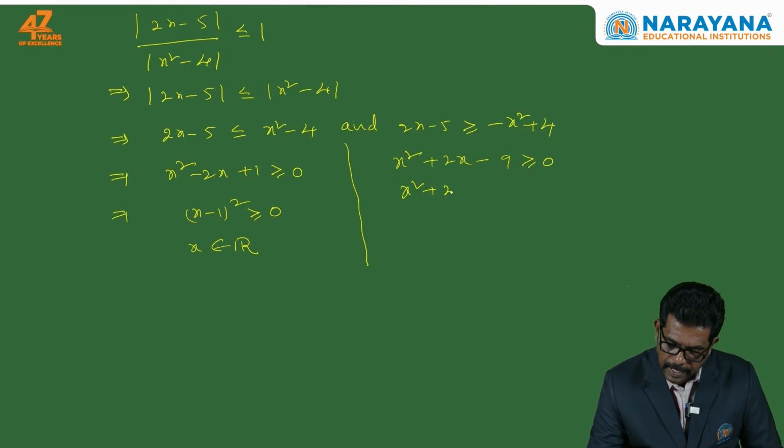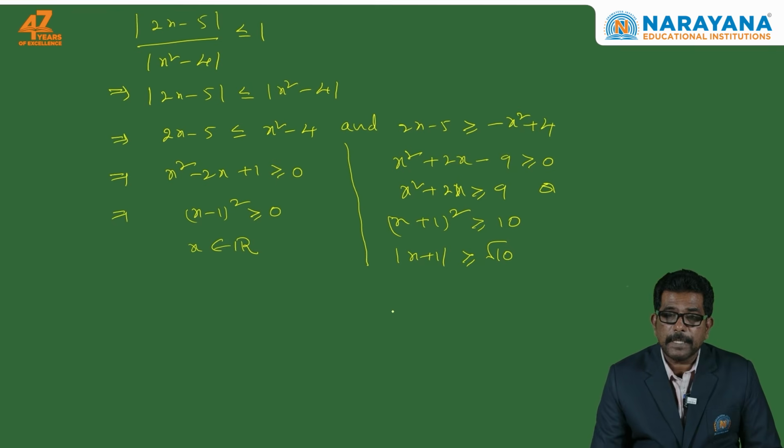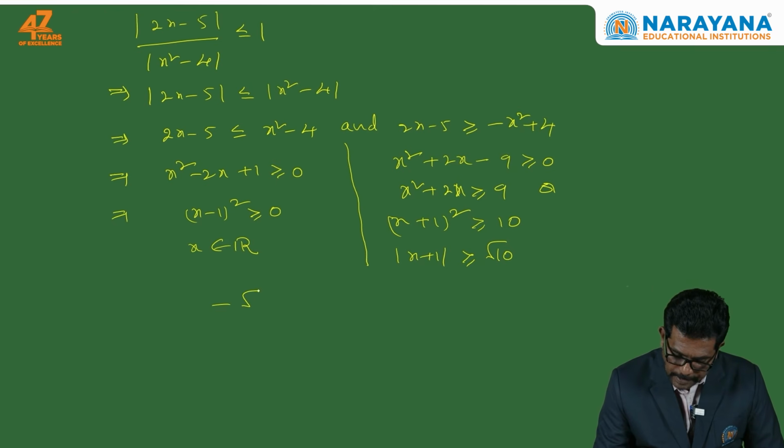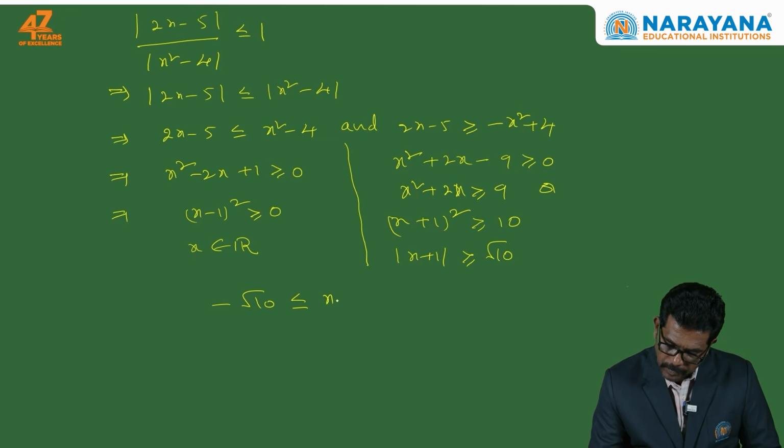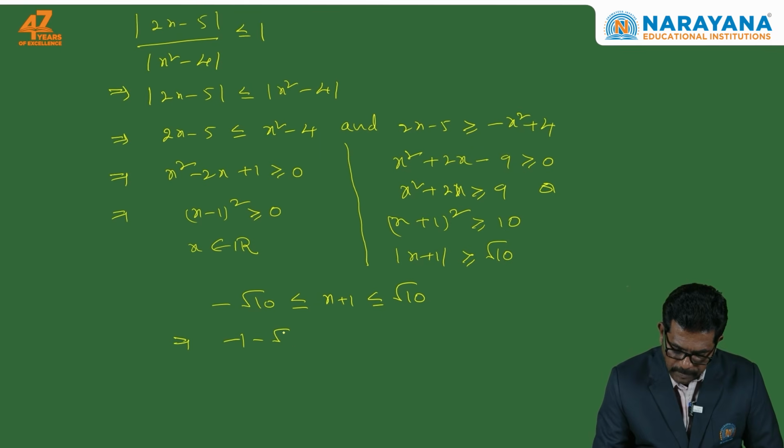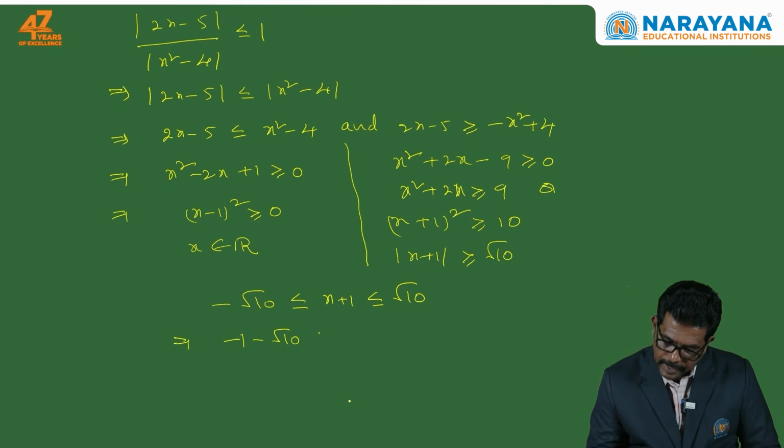That is x square plus 2x is greater than or equal to 9, or I am writing this one as (x plus 1) whole square is greater than or equal to 10. Mod x plus 1 is greater than or equal to square root of 10. By opening the modulus, minus root 10 is less than or equal to x plus 1 is less than or equal to root 10.